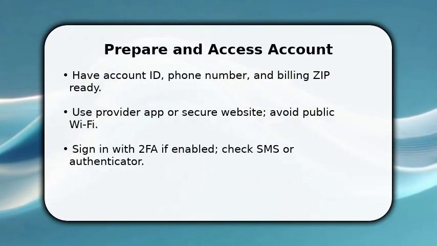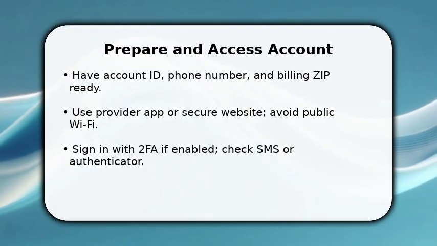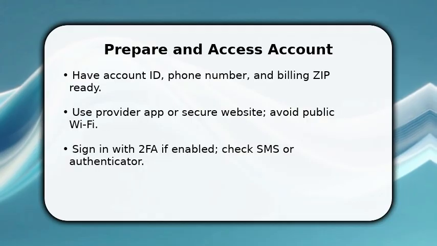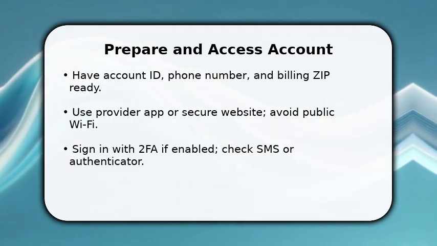You start by confirming prerequisites: your account ID, phone number, and billing ZIP. Open the provider app or secure website now. Do not use public Wi-Fi.